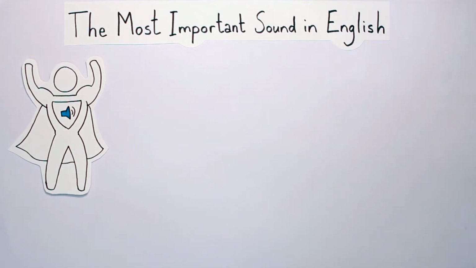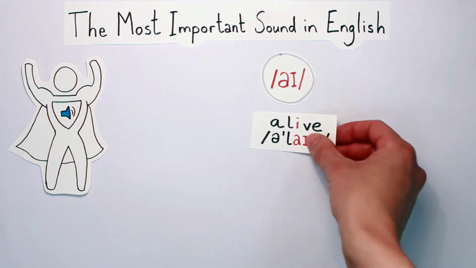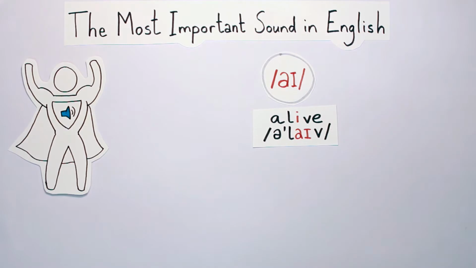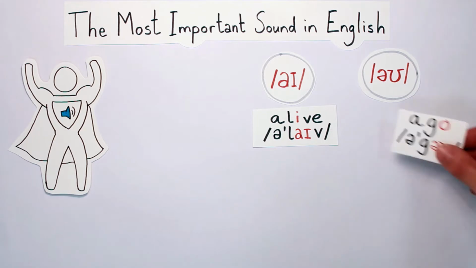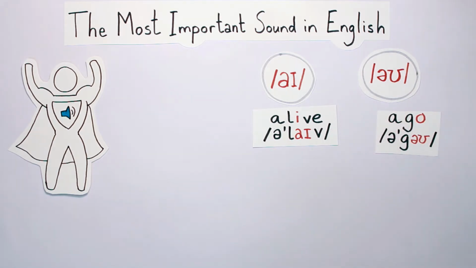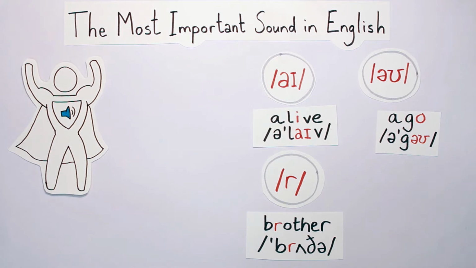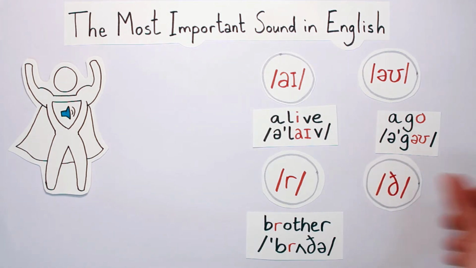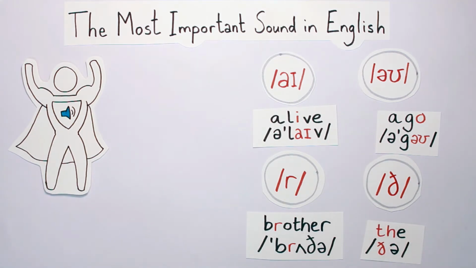Maybe you think it's I, like in the word alive. Or perhaps you thought it was O, like in the word ago. Maybe you're thinking that it's R, like in the word brother. Or perhaps you think it's th, like in the word the. Well, if you said any of these letters, if you thought any of these sounds were the most important sounds in the English language, you were wrong.